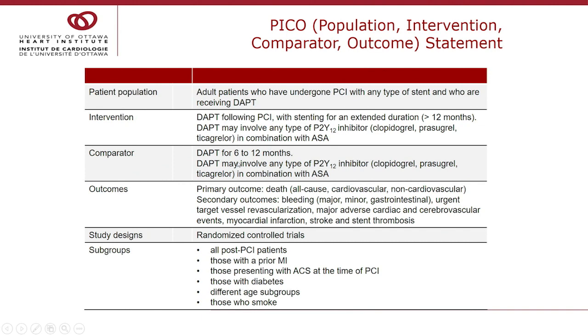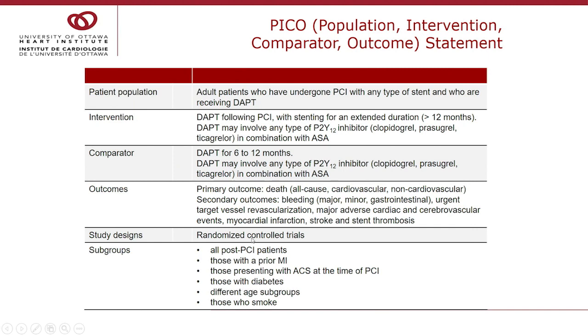The outcomes: we're interested in a whole host of outcomes. Our primary ones are going to be death of all causes, cardiovascular death, non-cardiovascular death. We're also interested in a number of secondary outcomes: bleeding, all sorts of major and minor, urgent target vessel revascularization, major adverse cardiac and cerebrovascular events, myocardial infarction, stroke, and stent thrombosis.